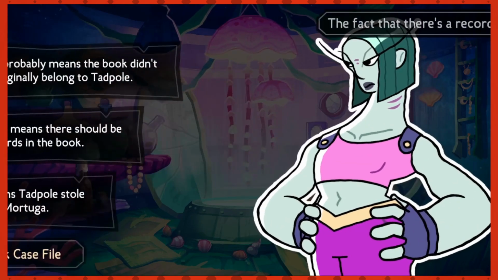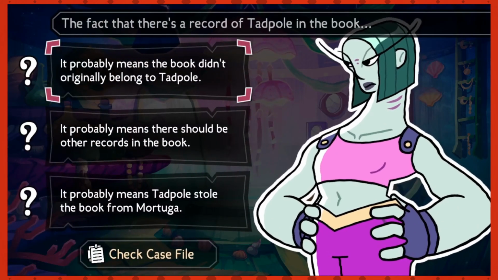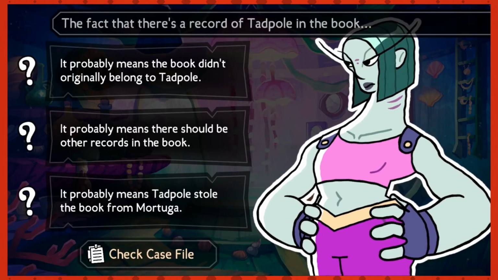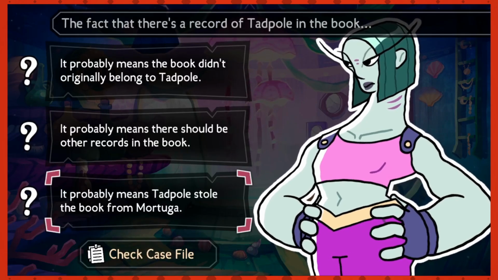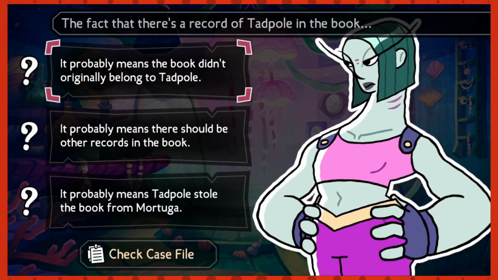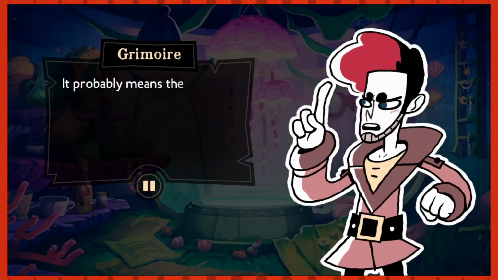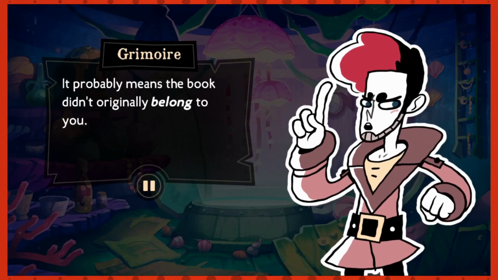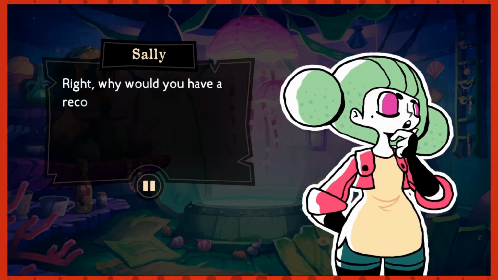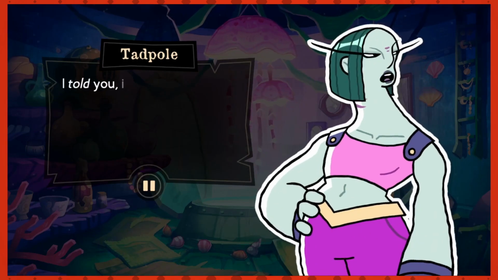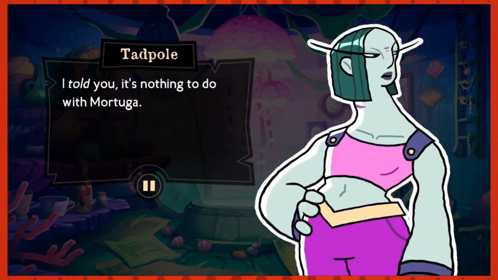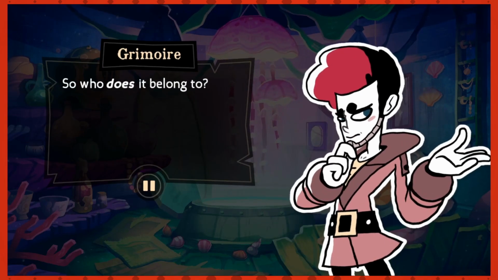What of it? It probably means the book didn't originally belong to Tadpole. It probably means there could be other records of the book. It probably means Tadpole stole the book from Mortuga. It probably means the book didn't originally belong to you. Right. Why would you have a record of yourself? I told you, it's nothing to do with Mortuga. So who does it belong to?